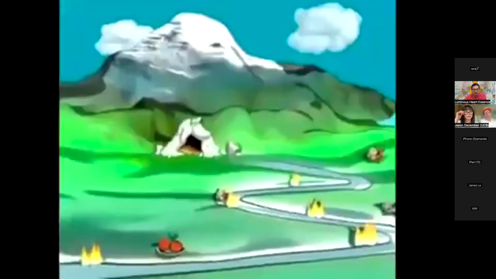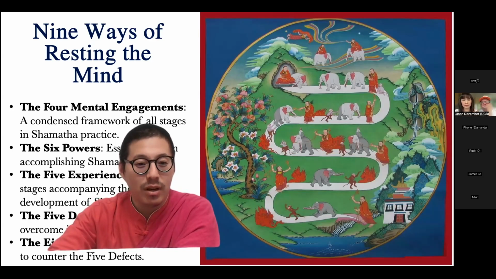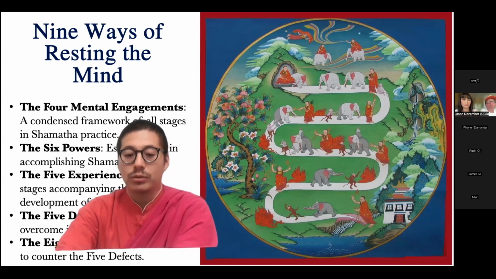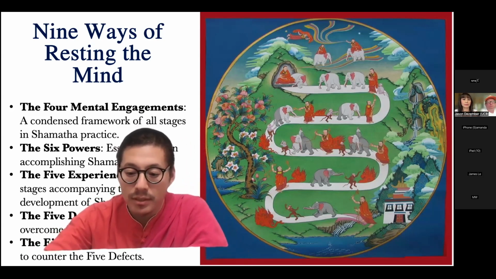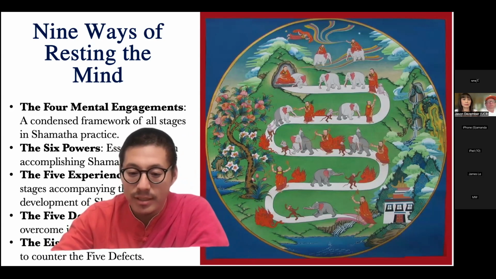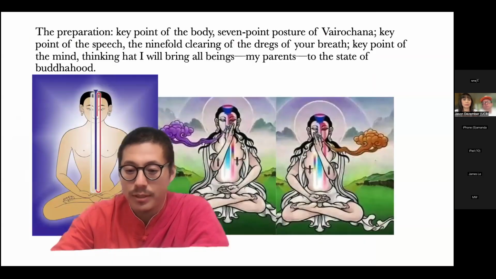Okay, time off for the movie now. We'll talk about this movie now. So now I think it's easy to talk. This is the pictorial diagram of the Shamatha meditation involving the elephant, ourselves as a monk over there, and then the rabbit, monkey, and all this stuff. So we're going to talk about this.